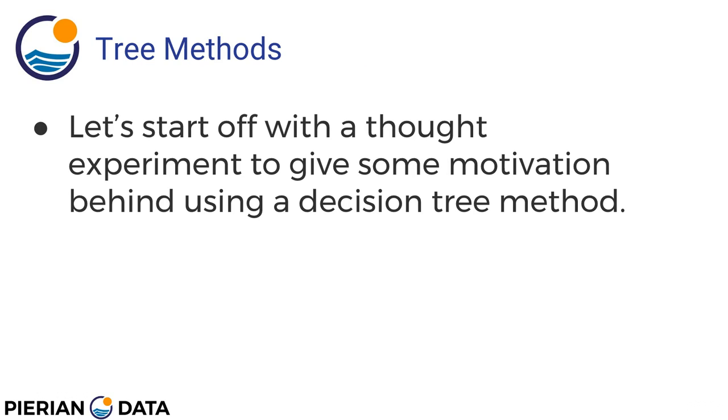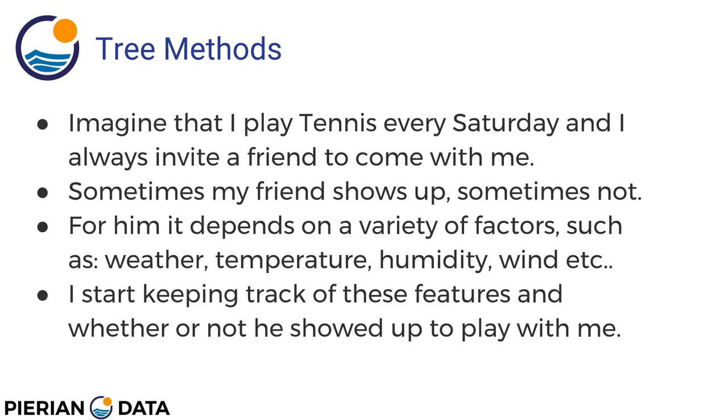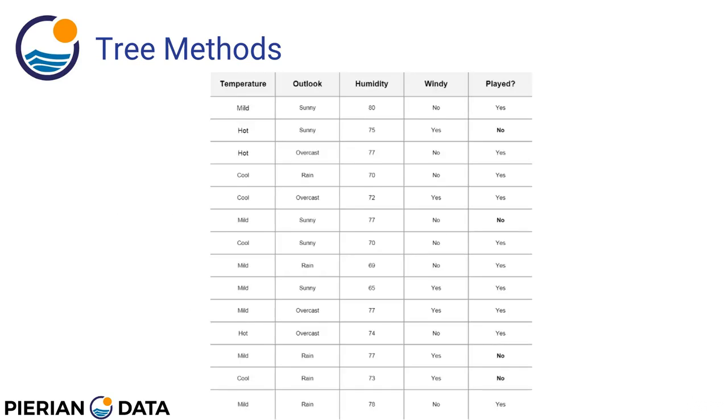Okay, let's start off with a thought experiment to give some motivation behind using a decision tree method. Imagine that I play tennis every Saturday, and I always invite a friend to come with me. Sometimes my friend shows up, and sometimes he doesn't. For him, it really depends on a variety of factors, or features, such as the weather outlook, the temperature, the humidity, the wind, etc. And I start keeping track of these features, and whether or not he showed up to play with me. So I end up getting some data that looks like this, and hopefully this sort of structure looks familiar to you by now.